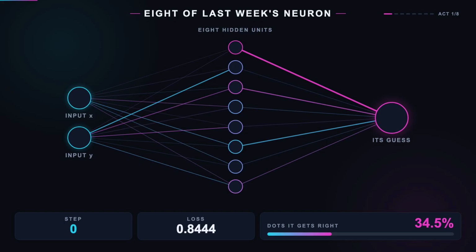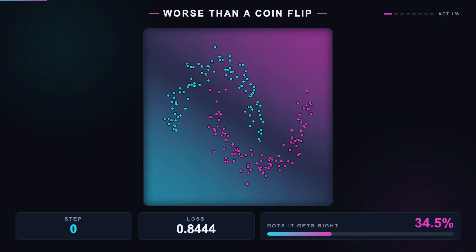Two inputs on the left, 8 small units in the middle, one answer on the right. Every one of those 8 units is exactly the neuron from last time. Multiply, add, squash. 8 of them, side by side. Right now it has never seen anything. Its 33 numbers were picked at random.